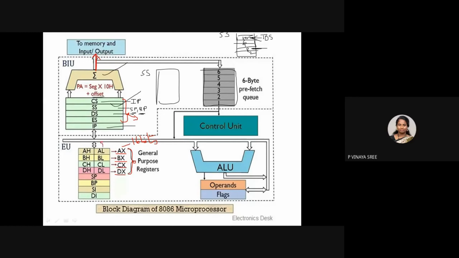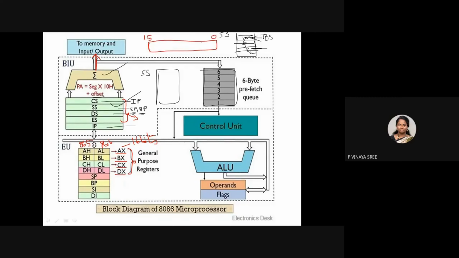See here, this is of 8 bit. This is also of 8 bit. So that means AL is lower order bits, AH is higher order bits. Higher order, lower order means, let me show with an example. So see here, this is your 16 bits. It starts from 0 and ends with 15.